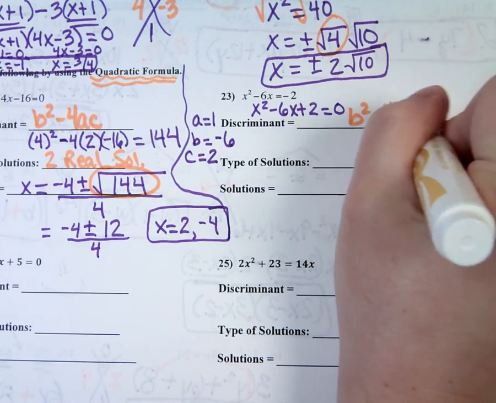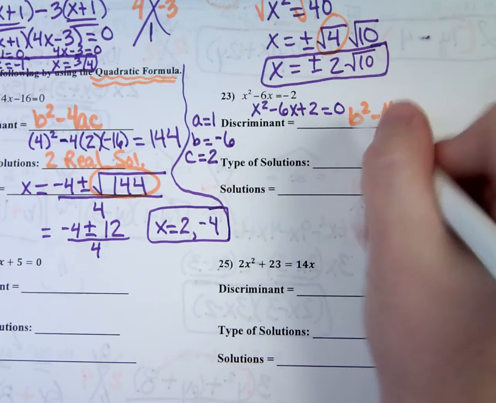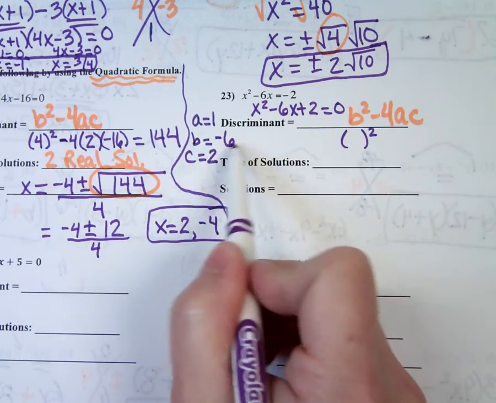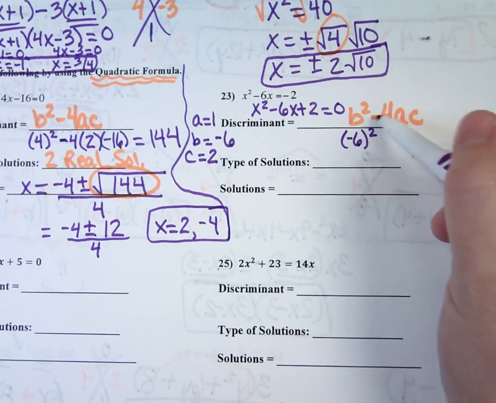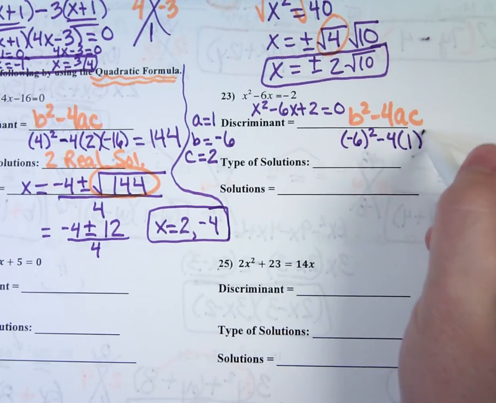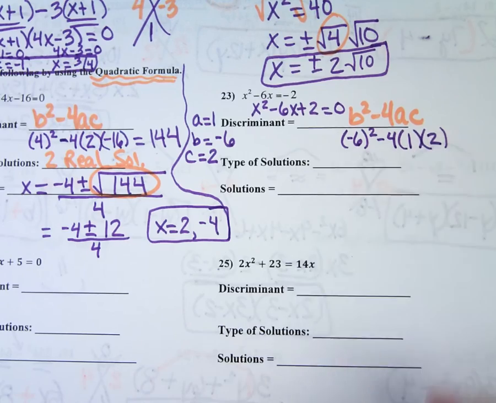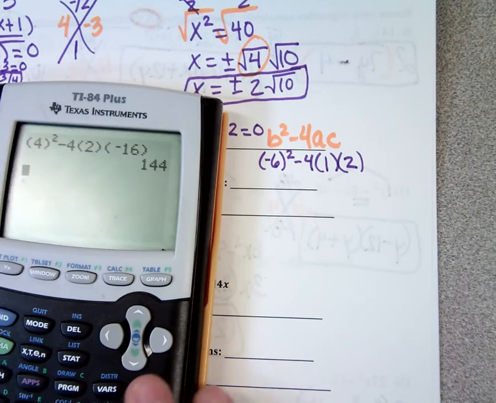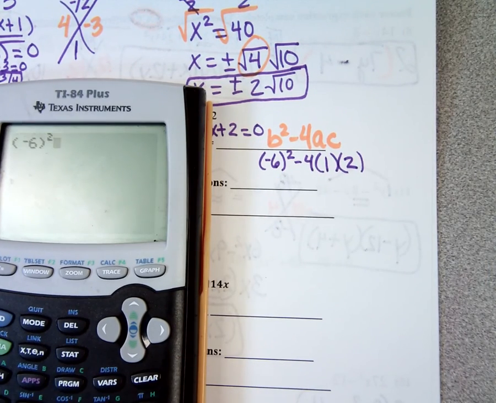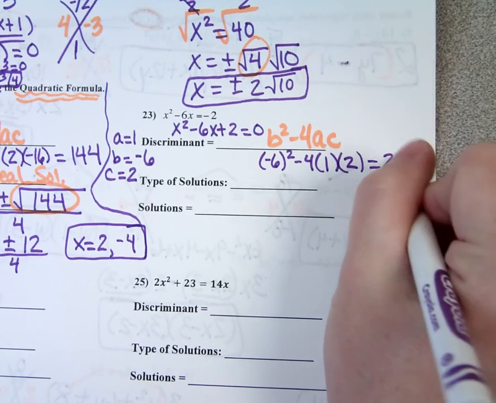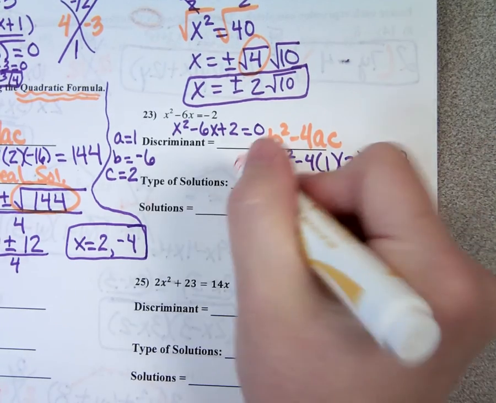That's the b squared minus 4ac. So remember, we're going to slap down our parentheses with the squared on the outside. And then which one's the b? -6. I recopy the -4. Parentheses, plug in the a, which is a 1. Parentheses, plug in the c, which is a 2. And then I'm going to put that in my calculator. So in the calculator, I'm going to go parentheses, -6, close it, square it, -4 times 1 times 2. And I get 28.